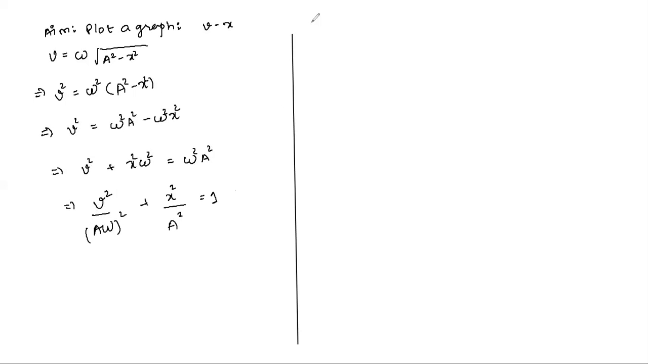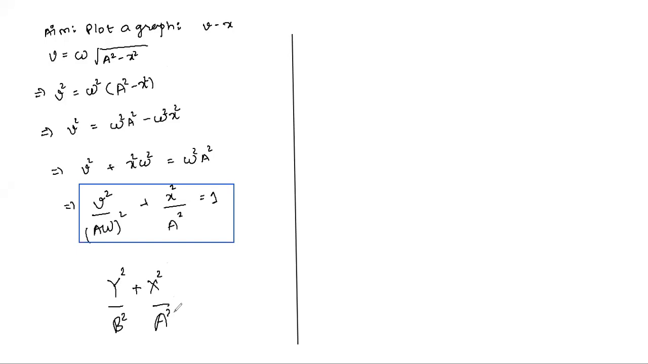Have you heard of an equation of this sort? Try recalling our basics from the chapter. Just think about it. Don't be very quick answering. Maybe you can think a little. See, we had learned this kind of equation: y square by b square plus x square by a square is equal to 1.